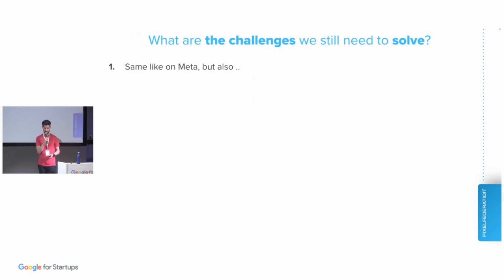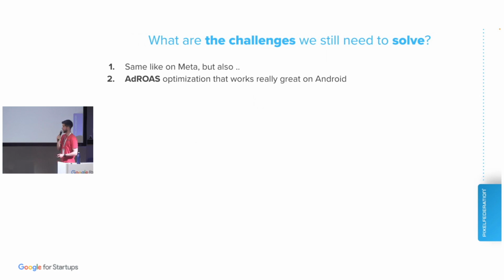So, what are the challenges? Again, same as on Meta, but also address optimization that really worked well on Android. Really, really good type of optimization if you have ad revenue coming in, even with a split of 65-35. It worked really well. We would love to see that on iOS. If it works on iOS the way it worked on Android, amazing opportunity.